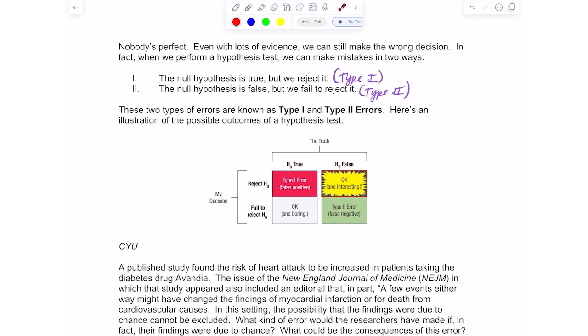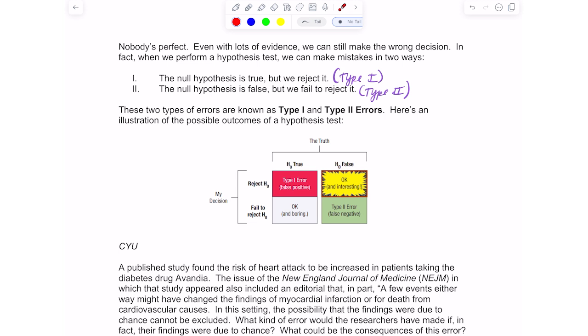And we have this little chart here to help you determine what's good and what's bad. So again, rejecting a null that's true is a type 1 error. In the medical field, that's a false positive. So that would be like if you went for a blood test and they told you were positive for COVID, but you really don't have COVID. That's a type 1 error.